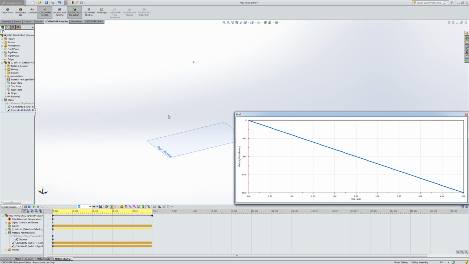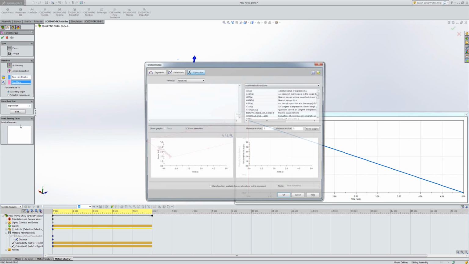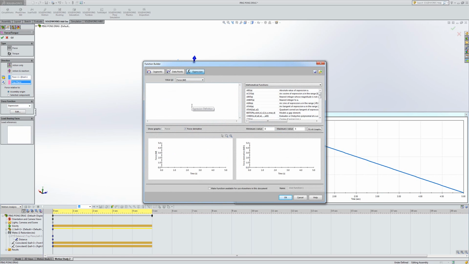Now add a force. Click the ball for force placement and the floor plane for force direction. Change the force type to expression. We'll estimate the drag force to be some constant times the velocity squared. This assumption isn't perfect, but it's a good starting point.